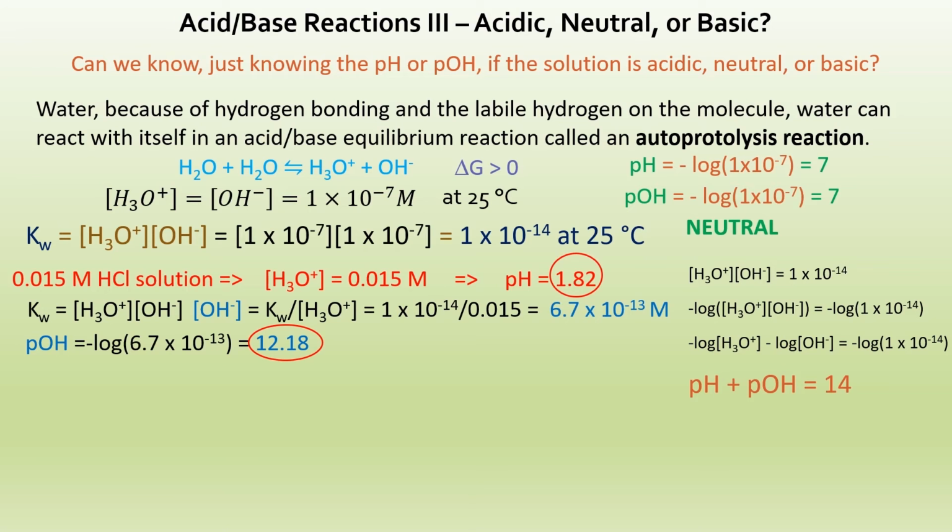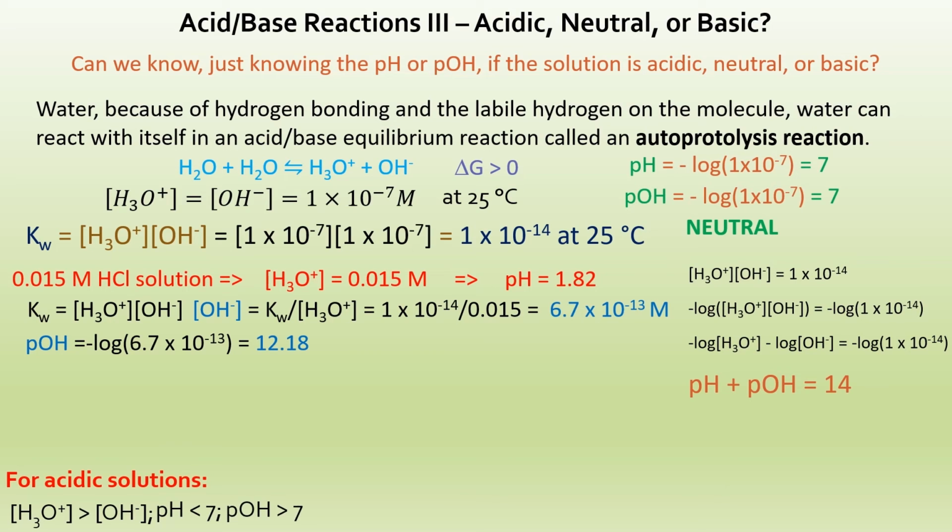Now we know that this is an acidic solution because we dropped a strong acid, HCl, into the water, and we see from this example that for acidic solutions, the hydronium concentration is indeed greater than the hydroxide concentration. But looking at the pH and the pOH values for this acidic solution, we can now state that if the pH is less than 7, the value that we would get for neutral water, or the pOH value is above 7, the solution is considered acidic.